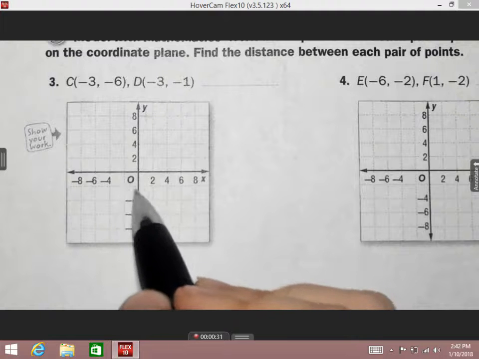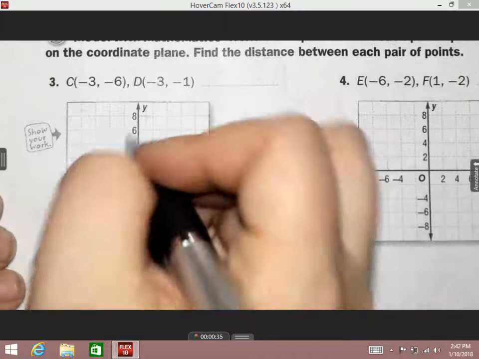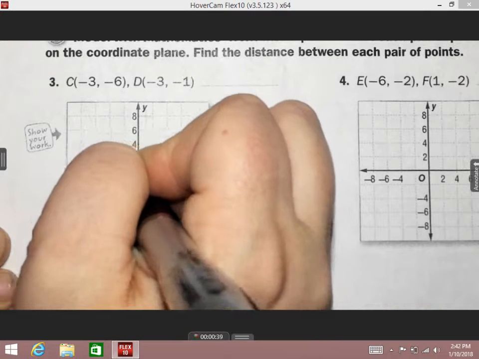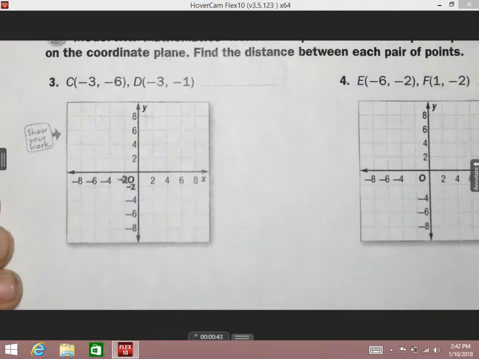What should that first number have been on the negative lines? Jacob? 2. A negative 2. So if you would like to go ahead and write in that negative 2, so we don't forget, that number is located there. Okay? All right.